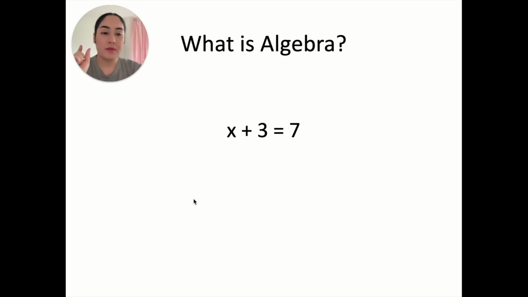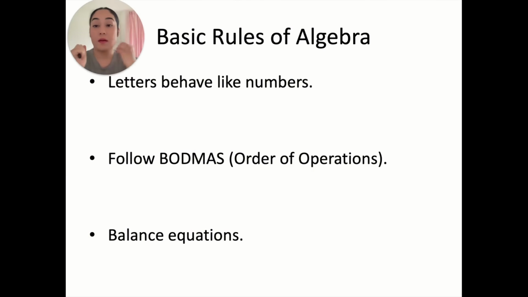Now, let's talk about the rules of algebra. There are 3 main basic rules to algebra. First, letters behave like numbers. So, for example, if we have x plus 5 equal to 10, x represents an unknown value, right? In this case, nice and simple, it is 5. But letters in algebra always represent numbers. They always behave like numbers as well.